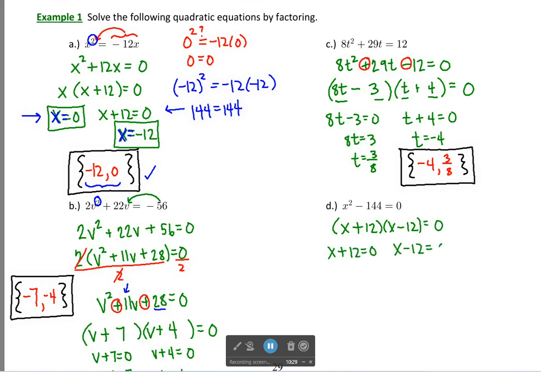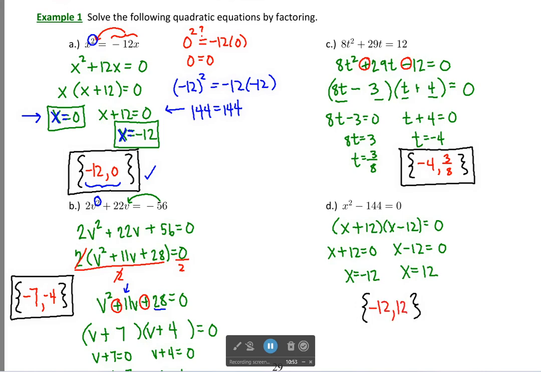This creates two linear equations, and we can solve each of those linear equations by isolating x. In the first one, we subtract 12 from both sides, and the second one, we add 12 to both sides. So in our solution set, we've got two answers. In order from smallest to largest, we have negative 12 and positive 12.